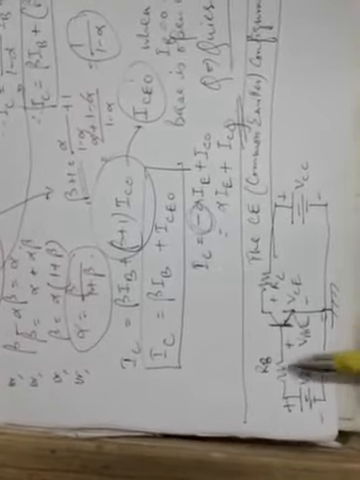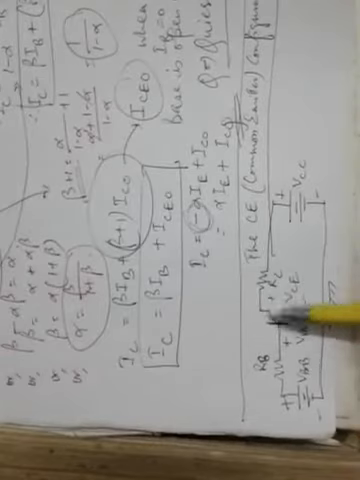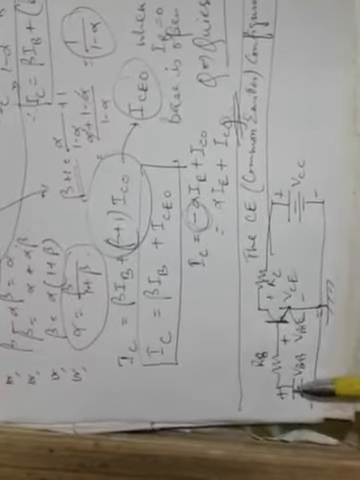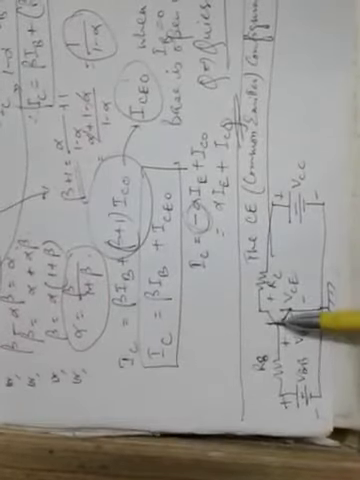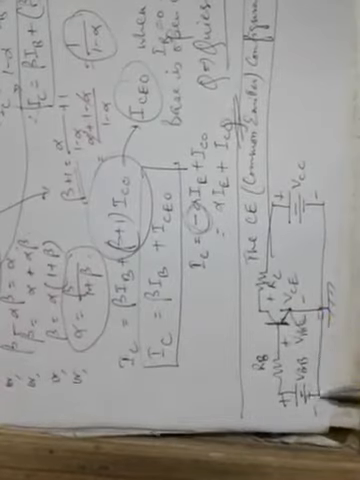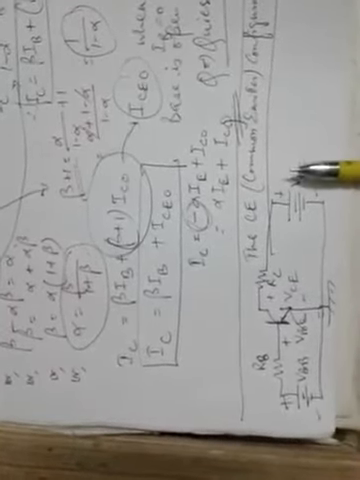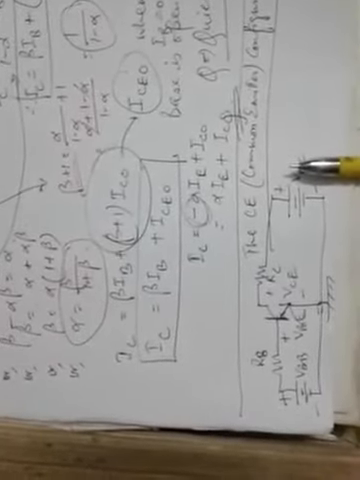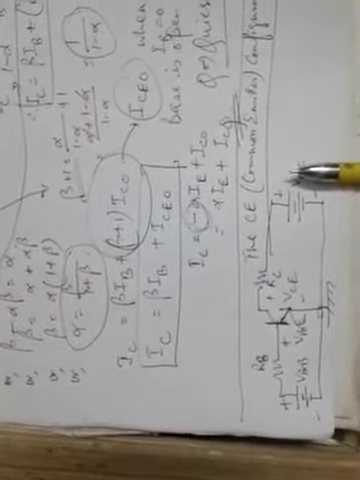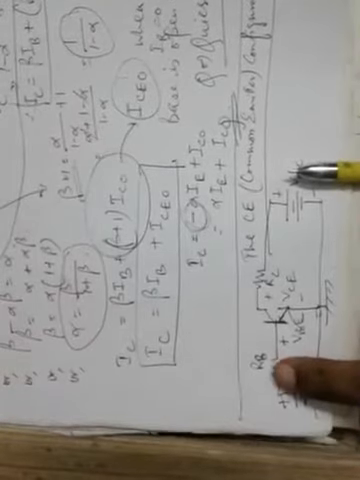In the base loop you can see the voltage source VBB forward biases the emitter base junction. You can understand now because it is an NPN BJT, so the positive terminal of the battery is connected to the P side and the negative terminal to the N side, so it is forward biasing the emitter base junction, and RB is a current limiting resistance called base resistance.